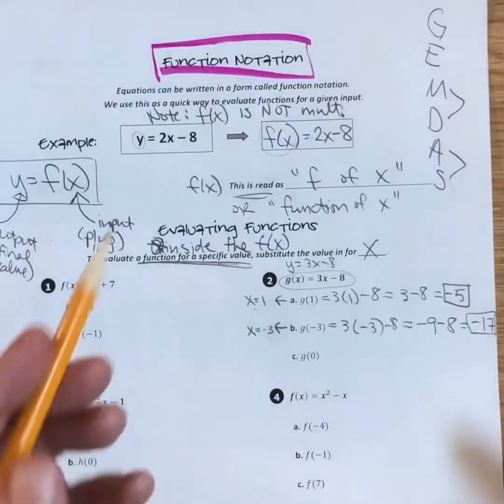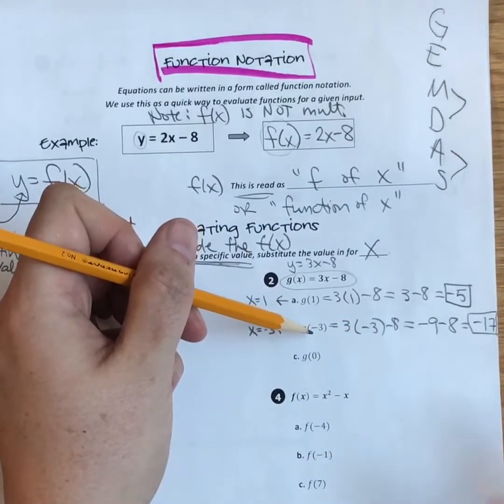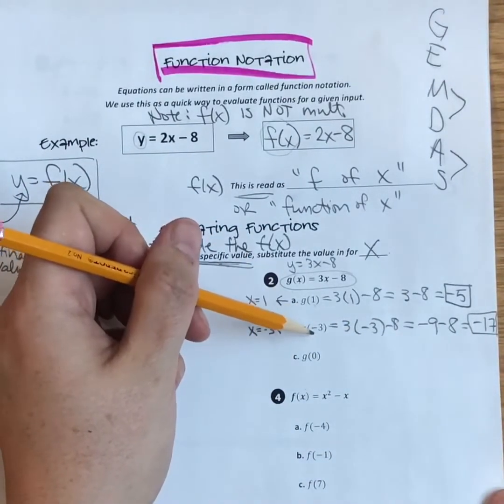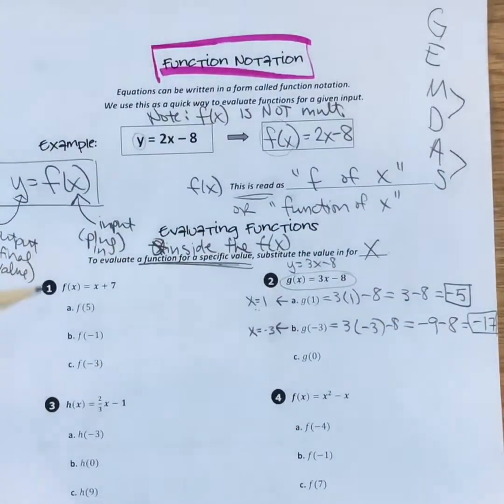Okay. So the input, in other words, input means what we plug in. If the input is negative 3, the output is negative 17. Okay. And we're going to talk more about this later. In fact, we can even get points like x comma y, which we're going to start graphing too.